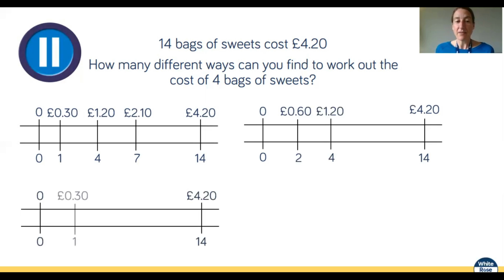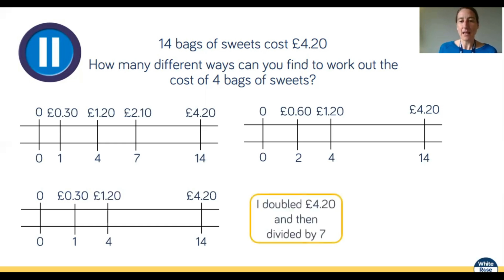Or maybe they started by dividing by 14 to get the cost of 1 bag and then multiplying by 4 to get the cost of 4 bags. Perhaps they doubled £4.20 and then divided by 7. There's so many different ways of doing this question.